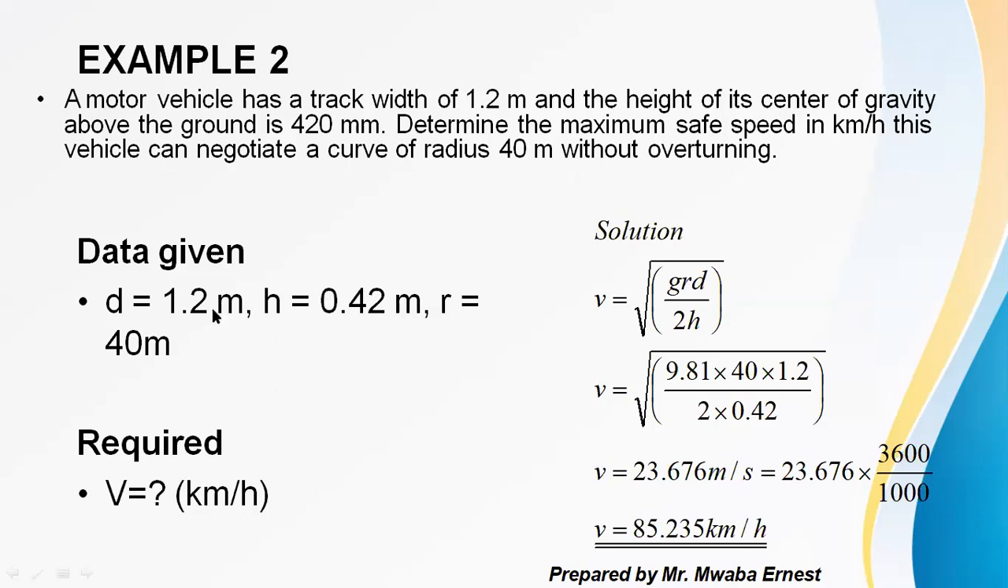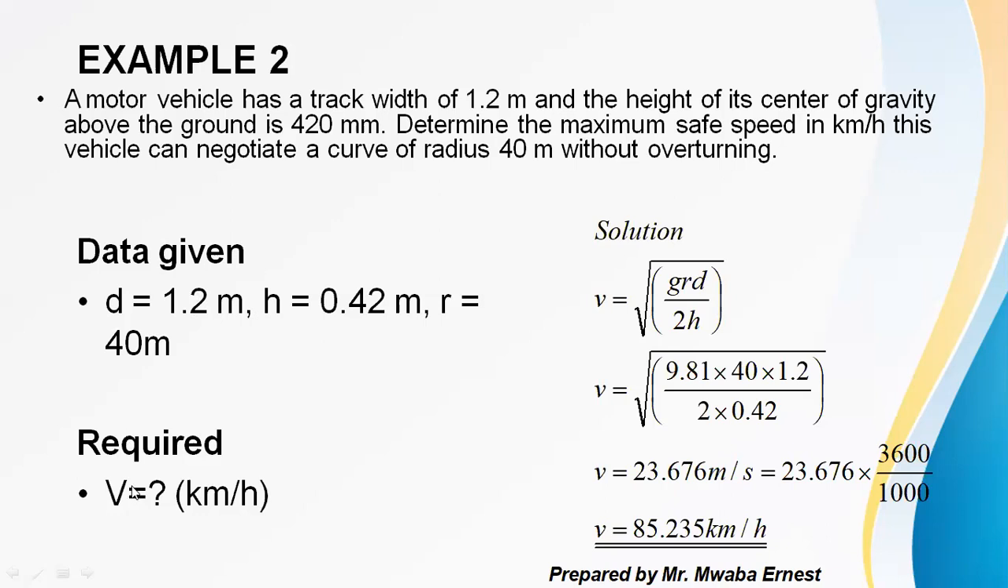So going back to the information provided, first we have the track width, which is represented by the letter D, 1.2 meters. The height between the road surface and the center of gravity is 420 millimeters. Converting it to meters means we divide this by 1,000, then we have 0.42 meters. Then the radius of the curve is 40 meters. This is the information that has come forward.